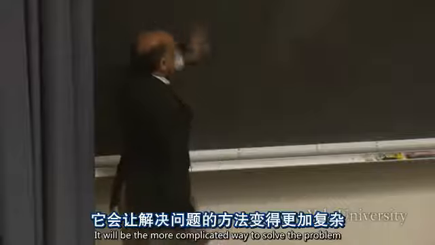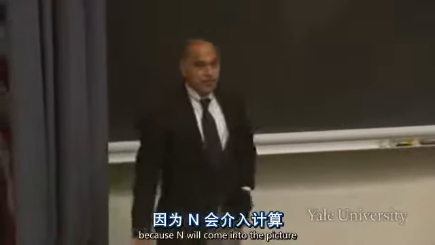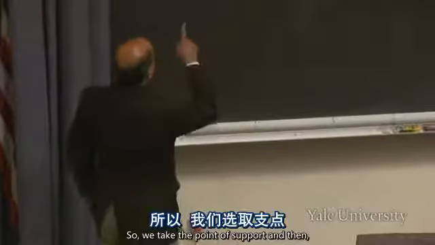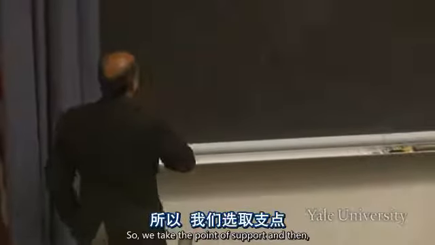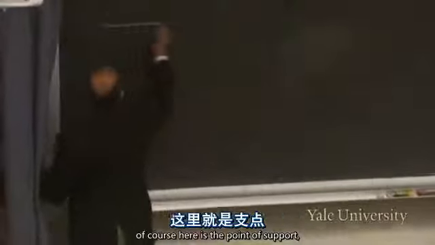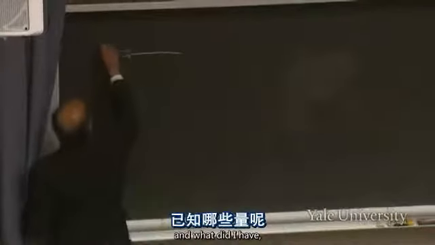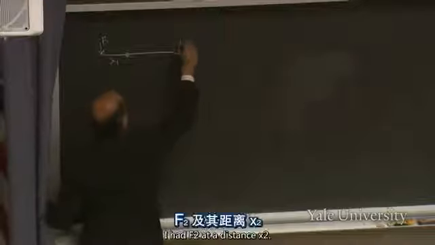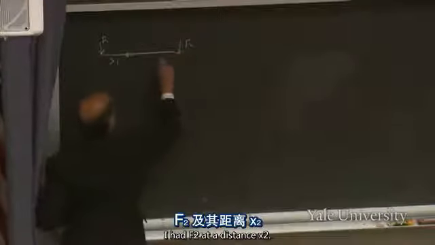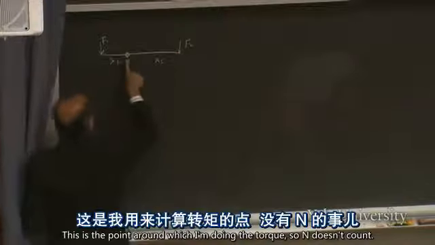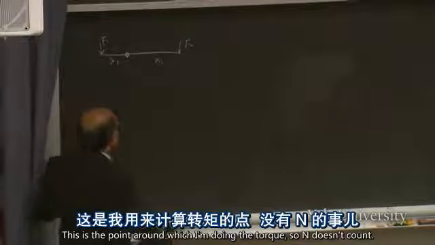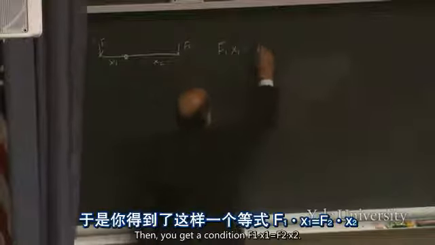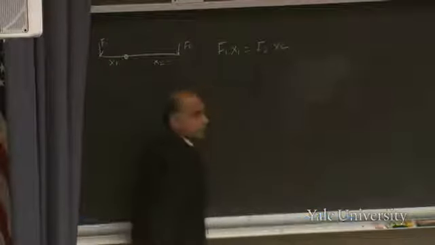It'll be the more complicated way to solve the problem because n will come into the picture and no one asked you what n is. So we pick the point of support. And then, of course, here is the point of support. And what did I have? F1 here, a distance x1. I had F2 at a distance x2. This is the point around which I'm doing the torque, so n doesn't count. Then you get the condition F1 x1 equals F2 x2.